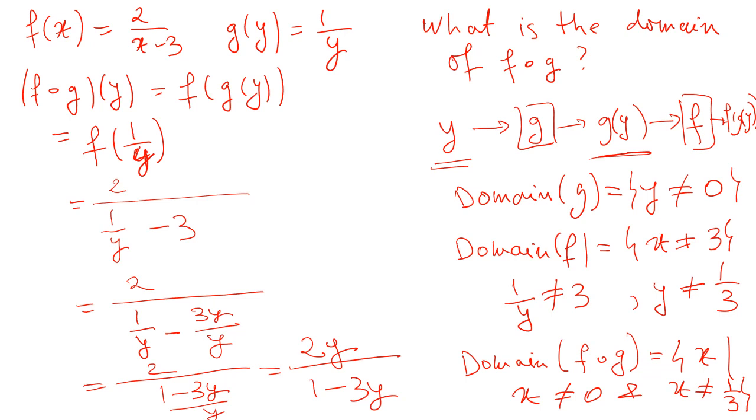So remember, it doesn't really matter what name I use here for the variable. It can be x, it can be y, it can be anything. It's just a name that we use. It's a real number x, but that is any number different than 0 and different than 1 over 3.